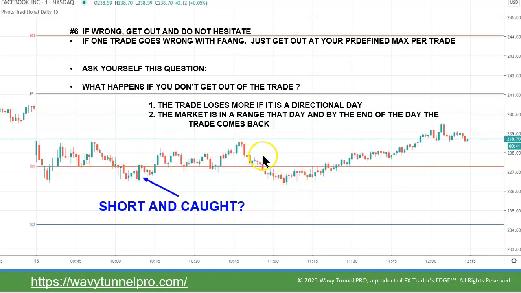During this part of the day, the market moved sideways. So when the market moves sideways, it does give you opportunities to get out of your trade if it's in a range day. But then look what happens here. Let's say you stayed short and then the market reverses and starts to move back up. It doesn't give you another chance to get out of the trade that day. The trade loses more if it is a directional day. In this case, the trade is finding a direction up. So what are you going to do?